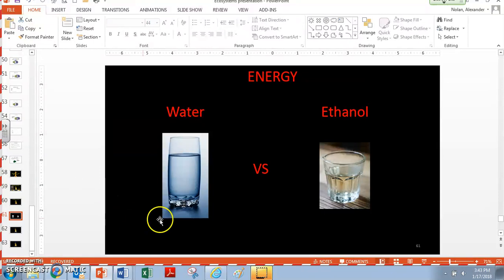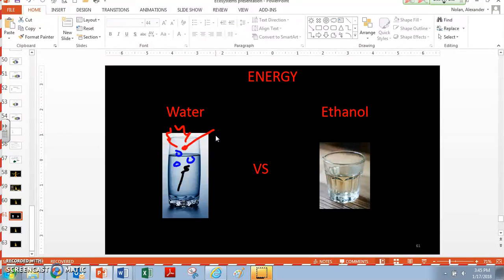So if I take, for instance, ethanol and water, these are two different clear liquids, they look exactly the same. And if I took an actual burning match and put it to water, well, what would happen? I would end up with a burned up match. My water would not actually burn, which is obvious. I mean, we know that water will not burn.